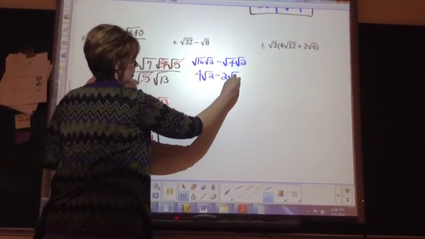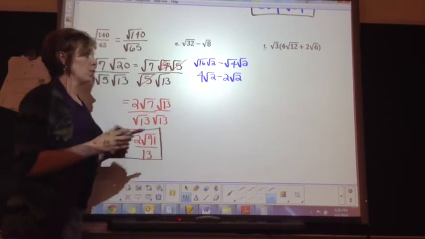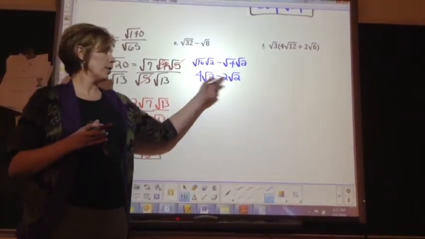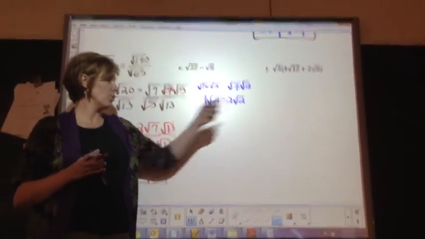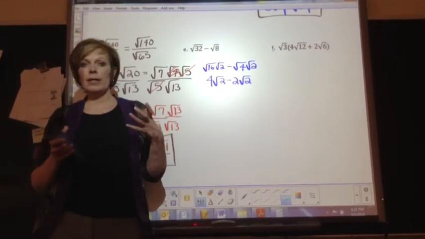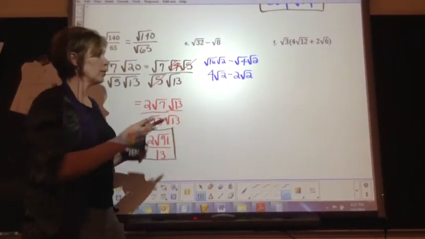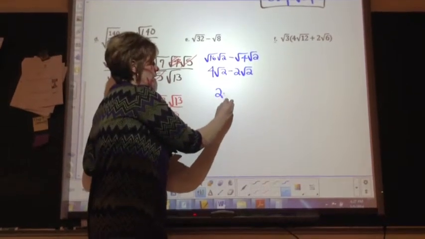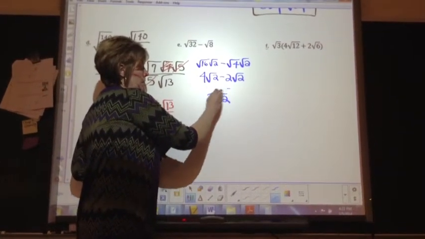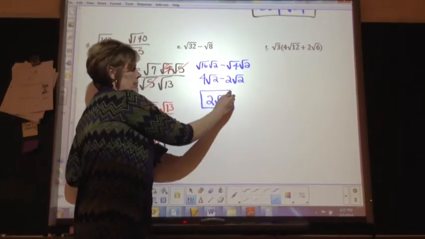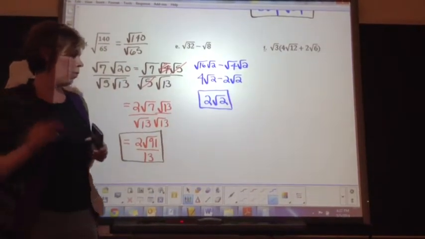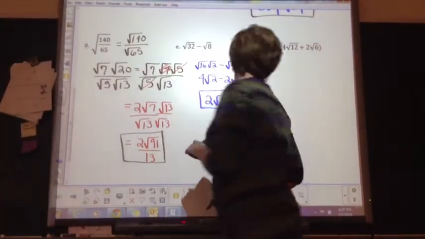2 root 2. All right, since the number underneath the radical is the same, since these are identical radicals, I can combine those like terms. So I actually have 4 radical 2 minus 2 radical 2 equals 2 root 2. Okay, I have one more example for you.